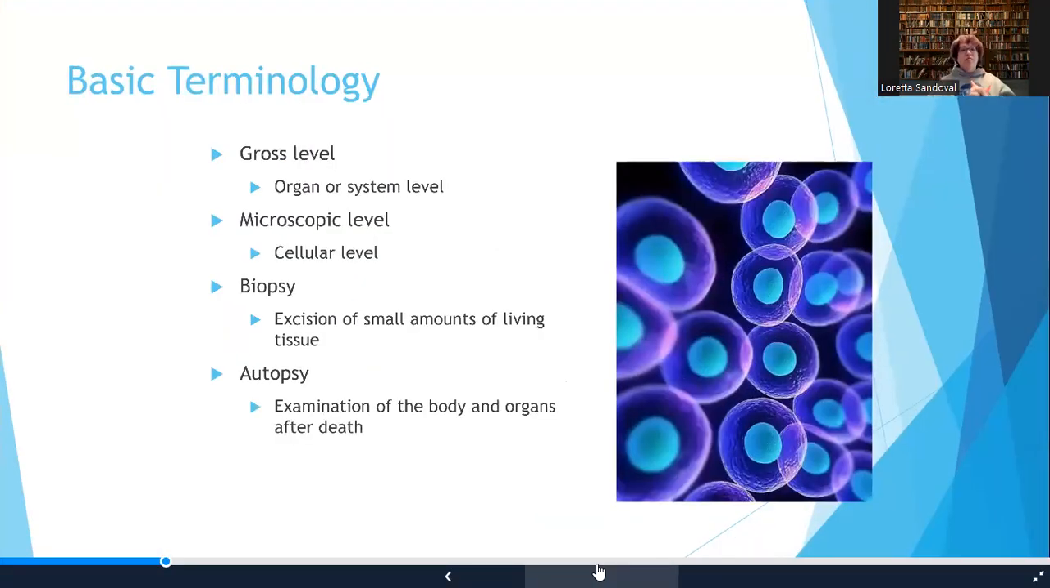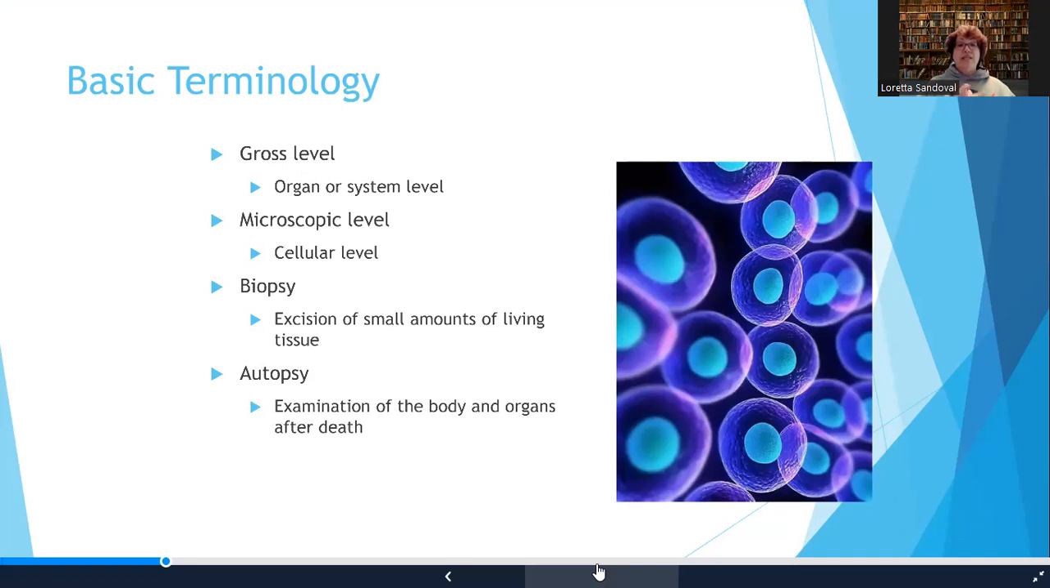So we are going to discuss things on an organ or system level, which is considered the gross level, and on a cellular level, which is the microscopic level. When you take a course that's called gross anatomy, it doesn't mean that it's gross. It means that we're going to look at things on the organ or system level. Usually a cadaver anatomy class is considered gross anatomy. When you take microbiology or histology, where you're studying tissues under the microscope, that is on the microscopic level.